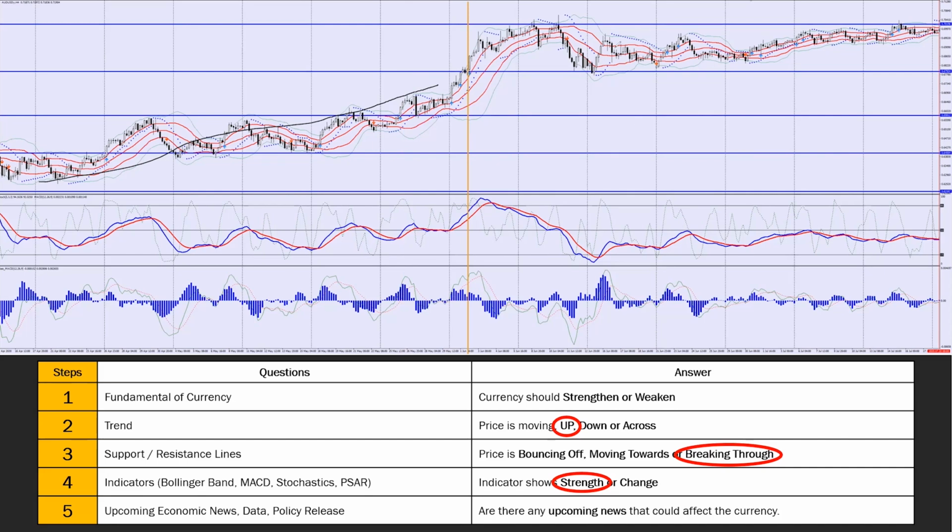Again, it is breaking through resistance. And then you could be looking to enter a trade here. Stop loss below, take profit level. Oops, let me move this one away. Take profit level up here.